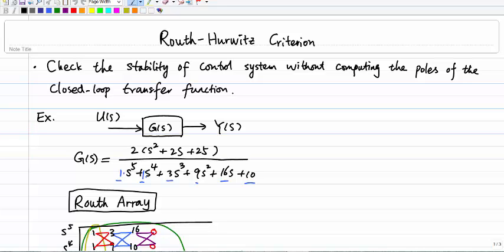In this video, I'm going to keep on talking about the Routh-Hurwitz Criterion, which is used to check the stability of a control system without computing the poles of the closed-loop transfer function. The general approach to check stability is to check the poles of the closed-loop transfer function to make sure the poles are in the open left half plane. But for a general control system, the poles of the closed-loop transfer function can be difficult to compute. So one of the approaches that have been developed, a very popular one, is called the Routh-Hurwitz Criterion.